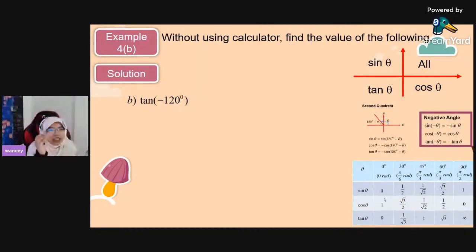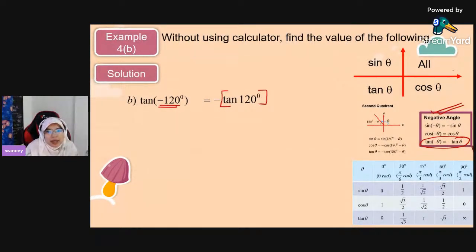Tangent of negative 120. Now you can see we have a negative. If you have a negative angle, you must use the definition of negative angle first. Tangent of negative theta becomes negative tangent theta. So we can take the negative sign out, and it becomes negative tangent 120. Now we are focusing on tangent 120.